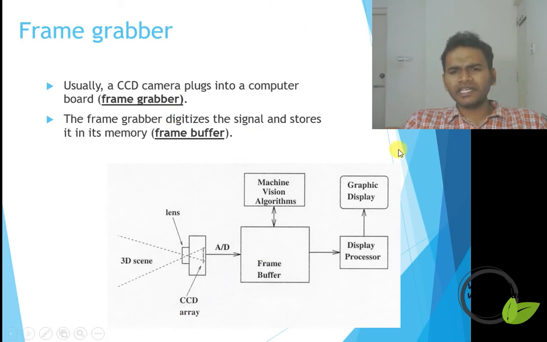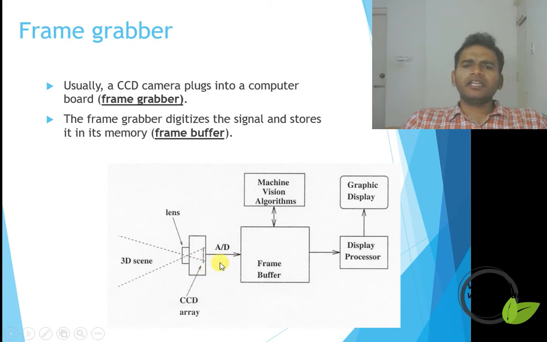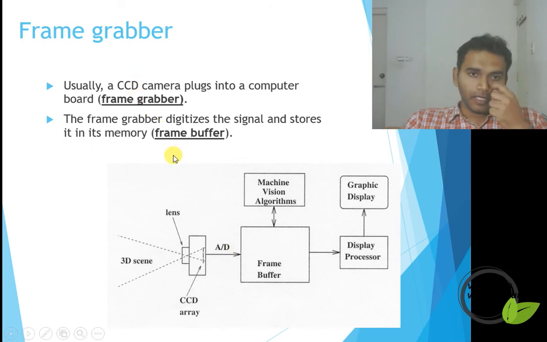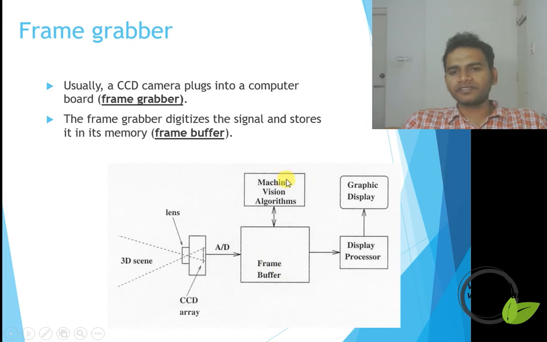So you can visualize all these things here. You have a 3D scene. It is passed onto a lens, projected onto your sensor, which is your CCD array. After this, your A to D conversion happens onto your frame buffer. That is because of the frame grabber. So this frame grabber or buffer will push the data onto an algorithm or a display or a graphical unit for processing it.